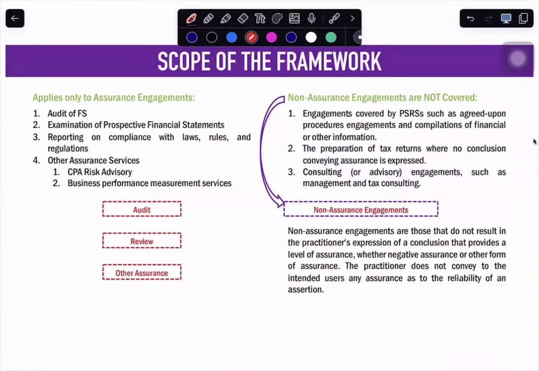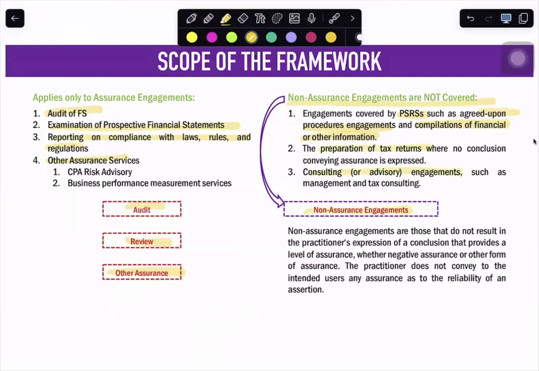Now, let's look into the scope of the framework. The framework applies only to assurance engagements. So, normally, it is only for audit of financial statements, prospective financial statements, reporting on compliance with laws, rules, and regulations, and other assurance services. So, normally, audit, review, and other assurance. Therefore, non-assurance engagements are not covered. So, engagements covered by Philippine standards for related services, such as agreed-upon procedures and compilations of financial or other information, preparation of tax returns, and consultancy. Those are non-assurance engagements.